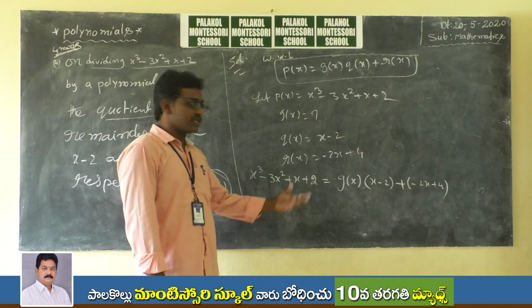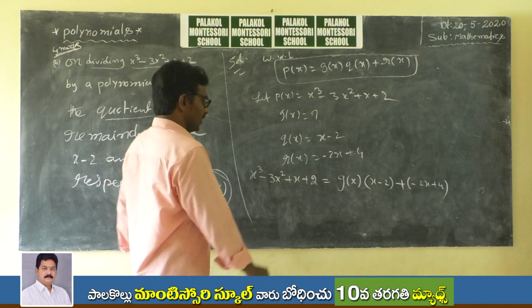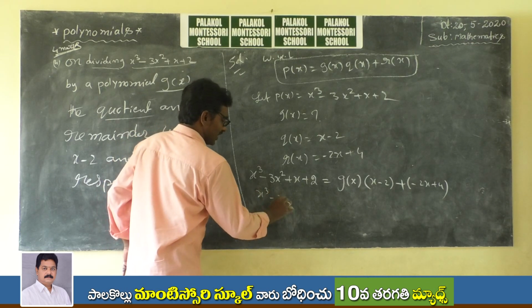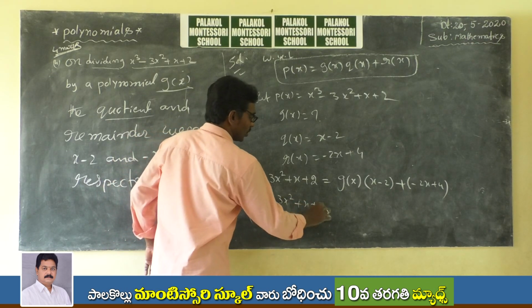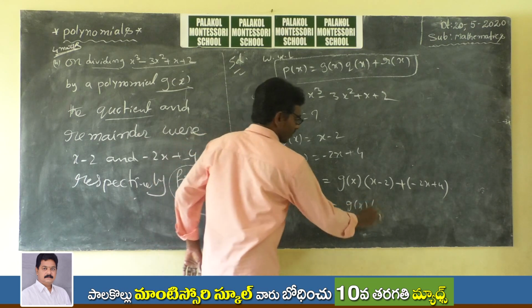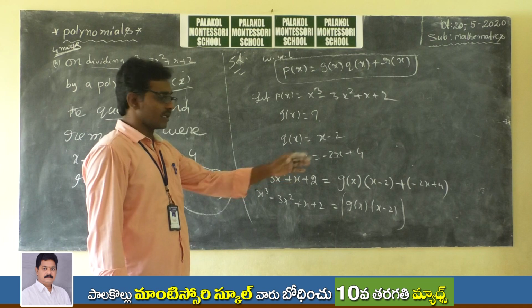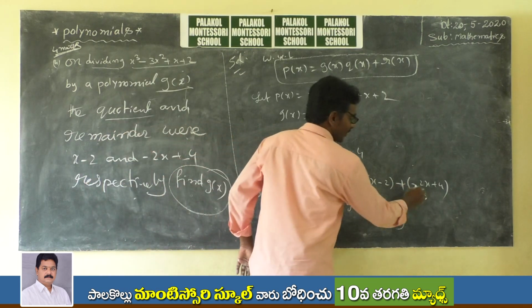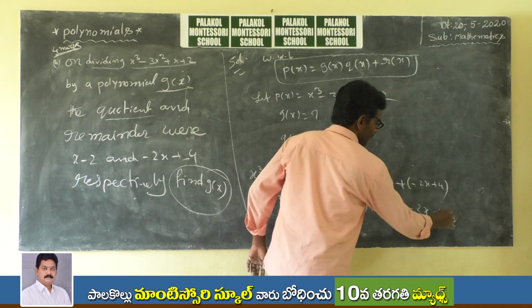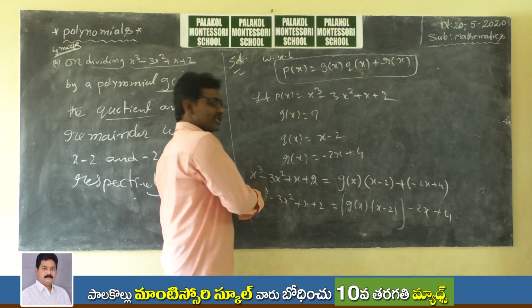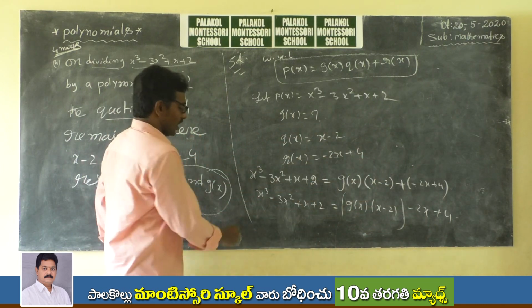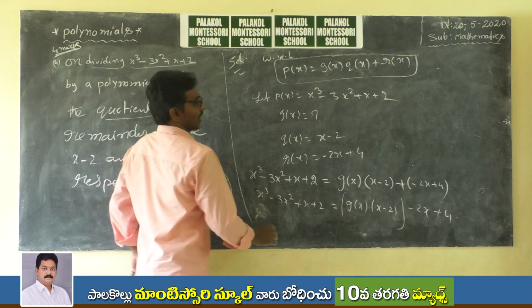Now you simplify this one. Here, see, x cube minus 3x square plus x plus 2 equal to g of x into x minus 2, plus minus 2x, plus 4. This minus 2x send to this side, plus 4 send to this side. x cube is right here.